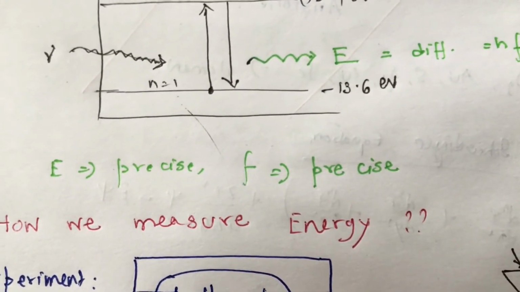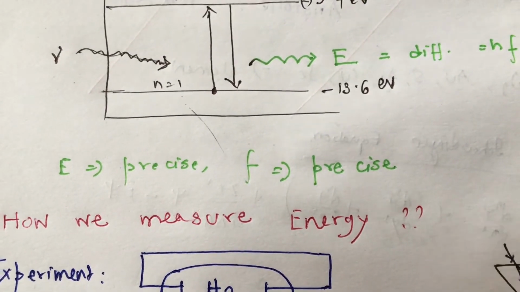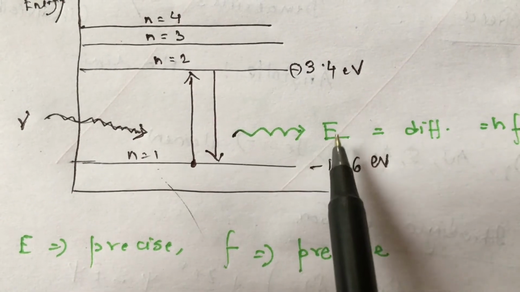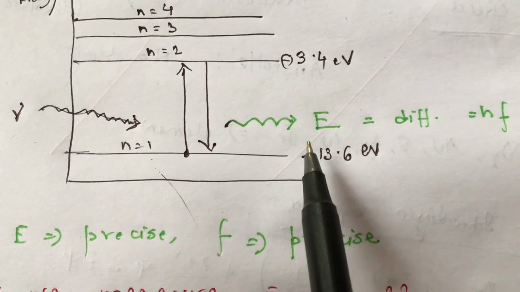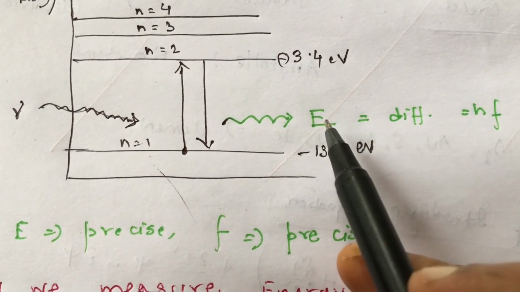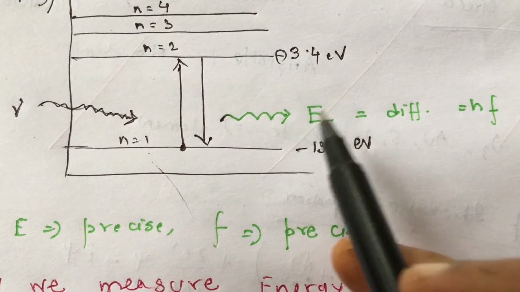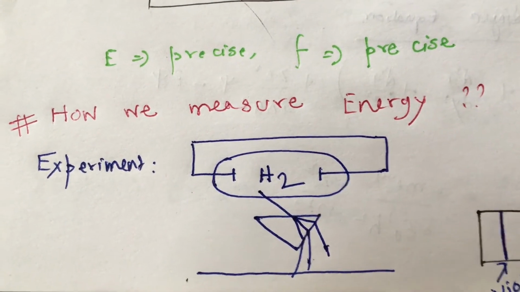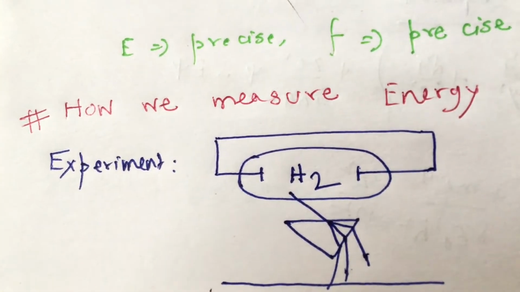So for E to be precise, the frequency has to be precise. Now, how do we measure the energy of this outgoing photon? Can we measure this? Is it susceptible to experiments? Yes, it is susceptible to experiments. There is a very simple experimental setup.